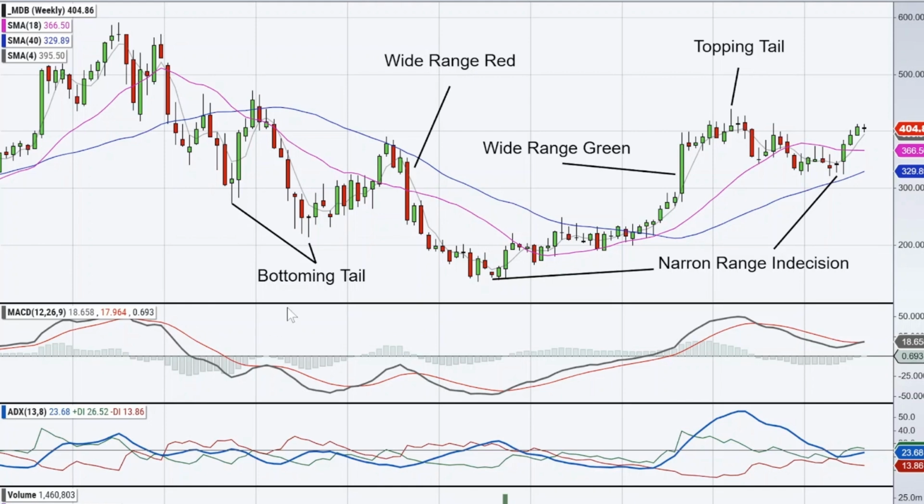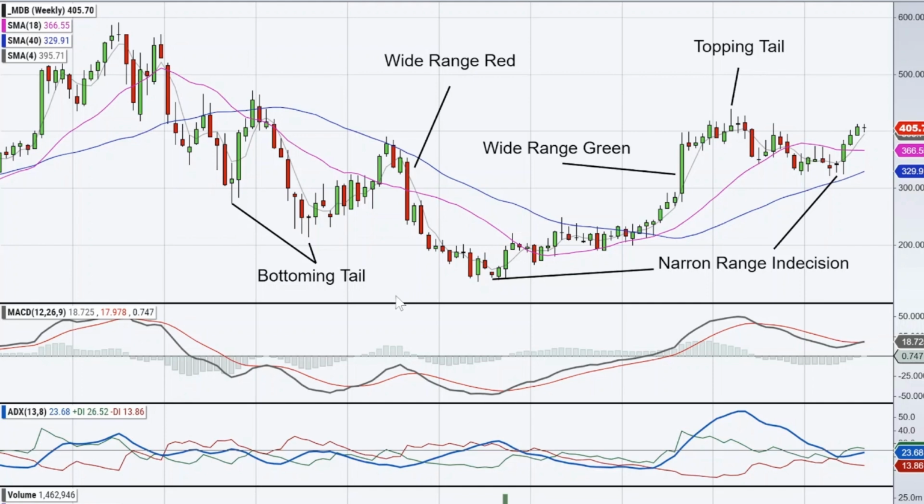5 bars. Number 1 is the bottoming tail, the topping tail, a wide range red, a wide range green, and then a narrow range indecision bar. And I think if you know these 5 bars, it can be really helpful at turning points. They can be really helpful in terms of taking profits. I have used wide range greens and wide range reds as phenomenal exit points on trades that I've done, longs and shorts. You just have to understand where their location is and how they're taking place.